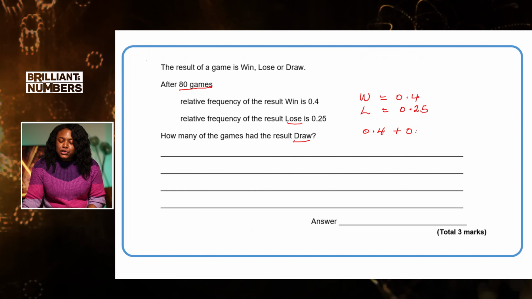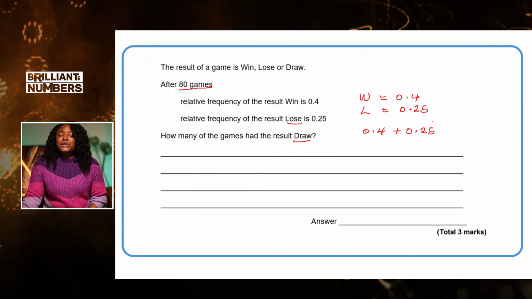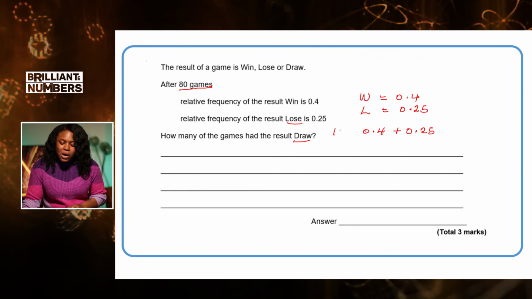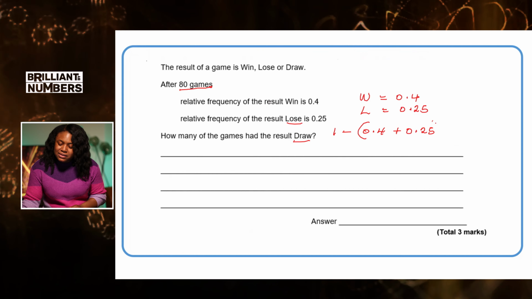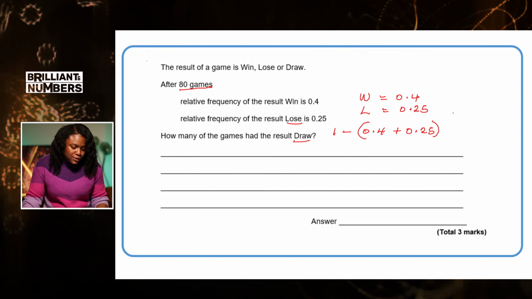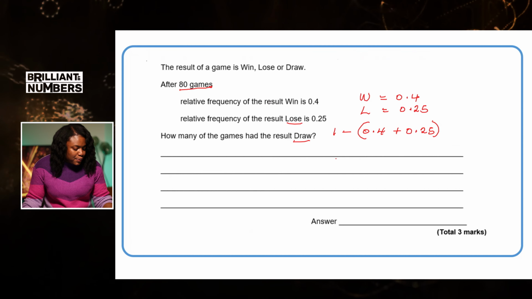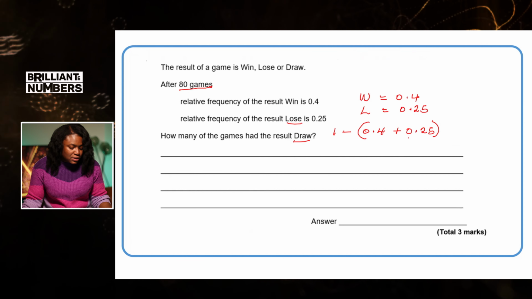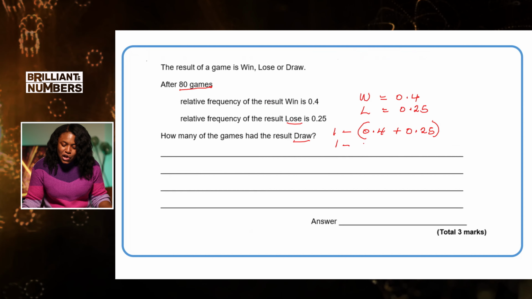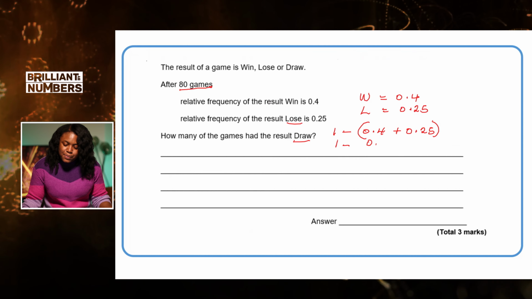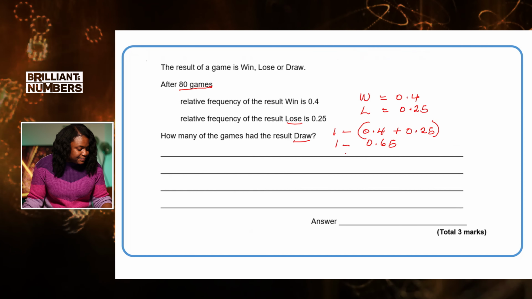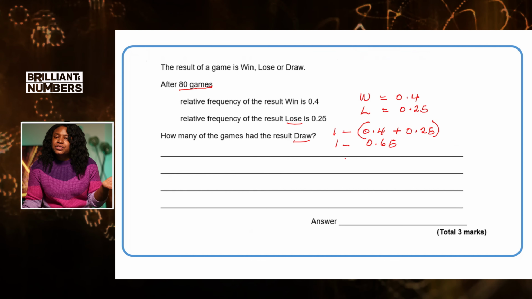plus 0.25, and then we're going to subtract that result from 1. So we can just go here and do 1 take away and put in brackets what we're going to add. Then just put that in our calculator. So we've got 0.4 plus 0.25, and that part on its own gets us to 0.65.